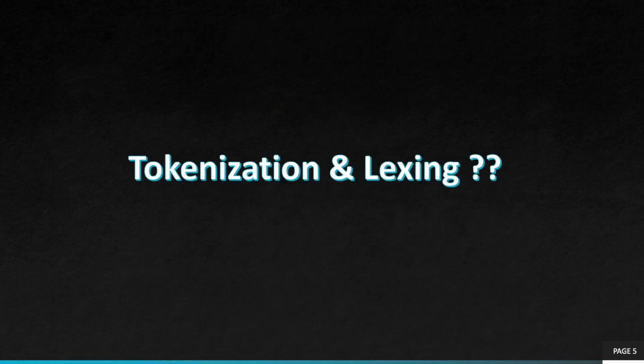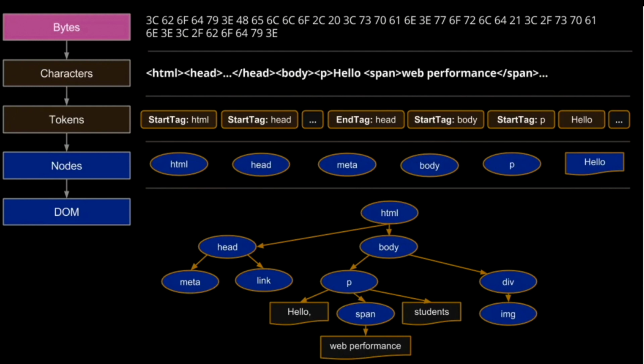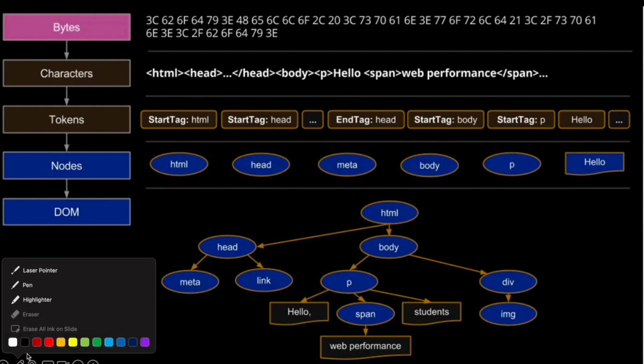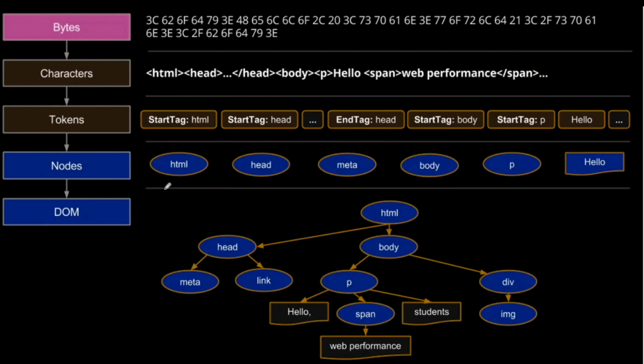Now comes tokenization and lexing. I know it might sound like jargon, but I'll explain it in brief. The HTML document is tokenized and lexed, which means it's broken down into individual pieces or tokens. These tokens represent different elements, attributes, or text content in the HTML. And this is how the DOM tree construction takes place. The browser uses these tokens to build a tree-like structure, which represents the parent to child to grandchild kind of relationship. Each HTML element becomes a node in the DOM tree.